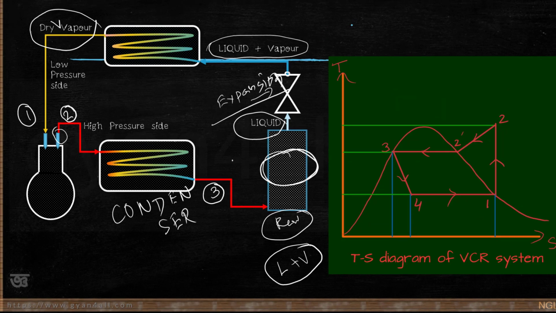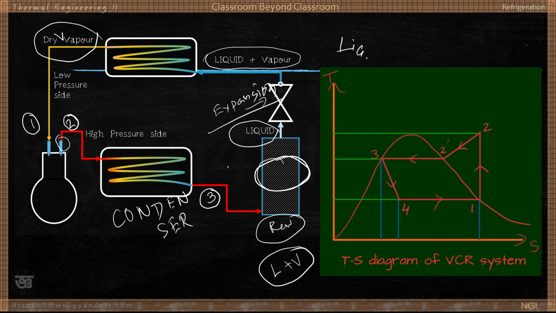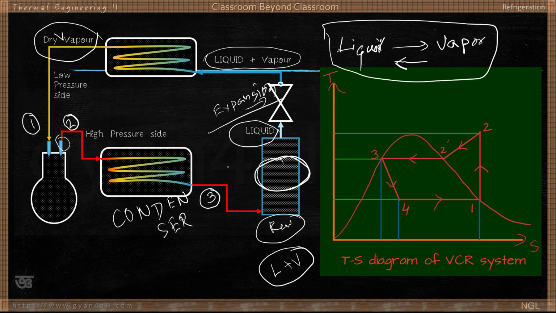So basically what happened in this cycle, the liquid becomes vapor, and again vapor becomes liquid, and the compressor compresses the vapor. From that the term is derived, vapor compression refrigeration system.